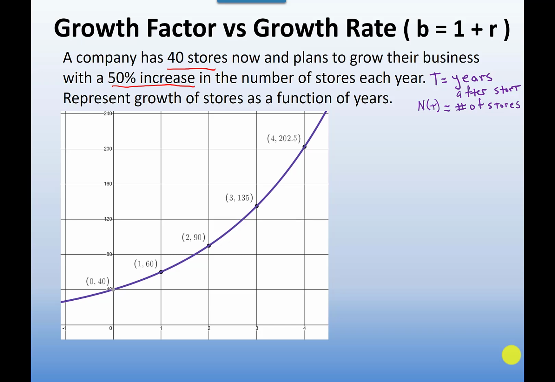And let's mathematically model the first output after the start. So the n would equal 40 stores from the beginning, plus we're going to do a 50% increase. Now, what does that mean, increase? It means a percent of the number of stores now, which is 40. So I'm going to do 40 plus 0.50 times 40. Well, that just equals 20. And we're going to get 60 stores. So mathematically, we can see how that first point came about.